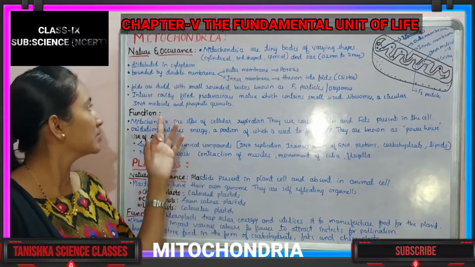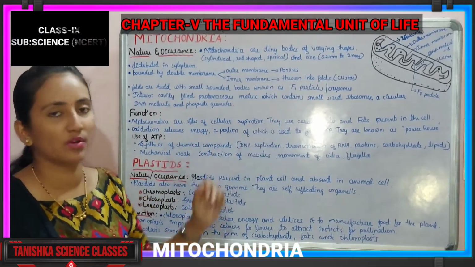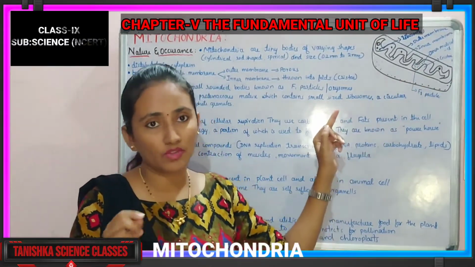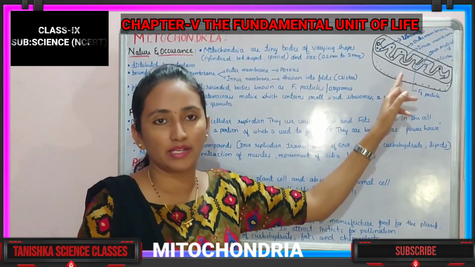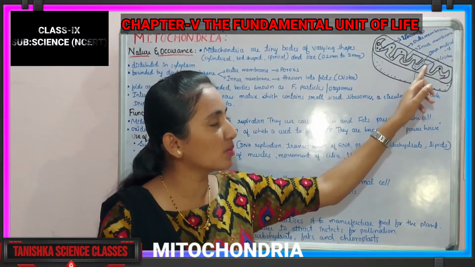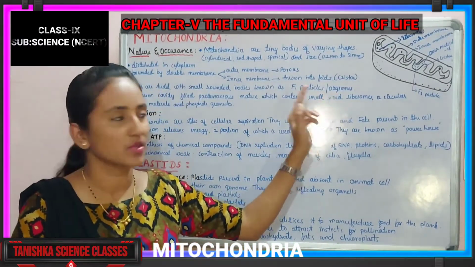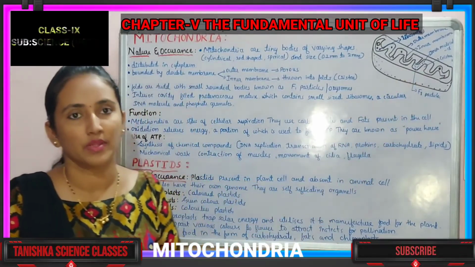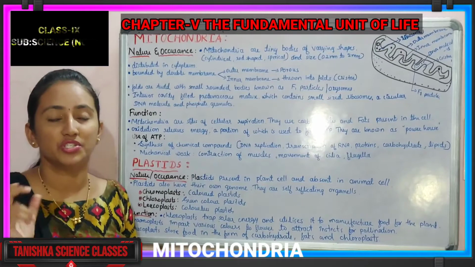So next, what can we observe? The folds are studded with small rounded bodies known as F1 particles. You can observe here, those foldings are studded with small round particles. Those round particles are called F1 particles. We can also call them oxysomes. Those are present in the foldings of the mitochondria. Also, we can say the interior cavity is filled with a gel-like structure.